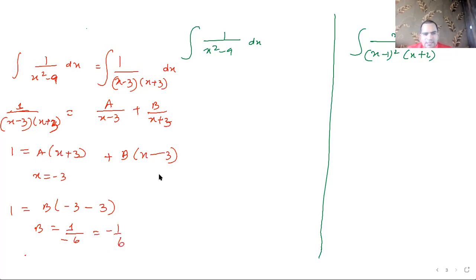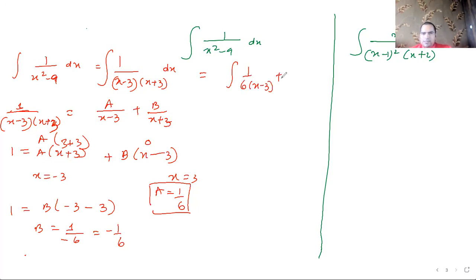Now similarly, take x as positive 3. If I take x as positive 3 here, this becomes 0. So you get a is 1 over 6, because it'll be 3 plus 3, and the other bracket will be 0. So a times 6 will be 1. So a is 1/6.